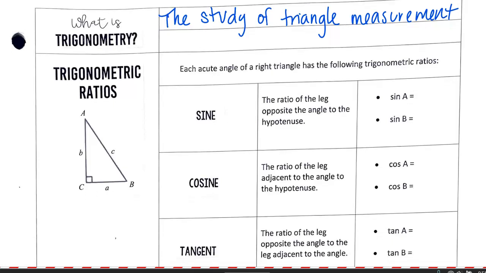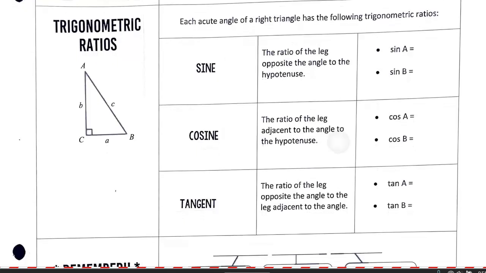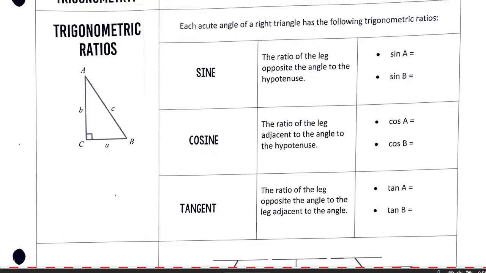So let's talk about our trigonometric ratios. These are so important. Each acute angle of a right triangle has the following trigonometric ratios. We always know a right triangle has one 90-degree angle, and then this allows us to find all the other things. The first one we have is sine, and this is the ratio of the leg opposite the angle to the hypotenuse. So let's say we're trying to find sine of angle A.